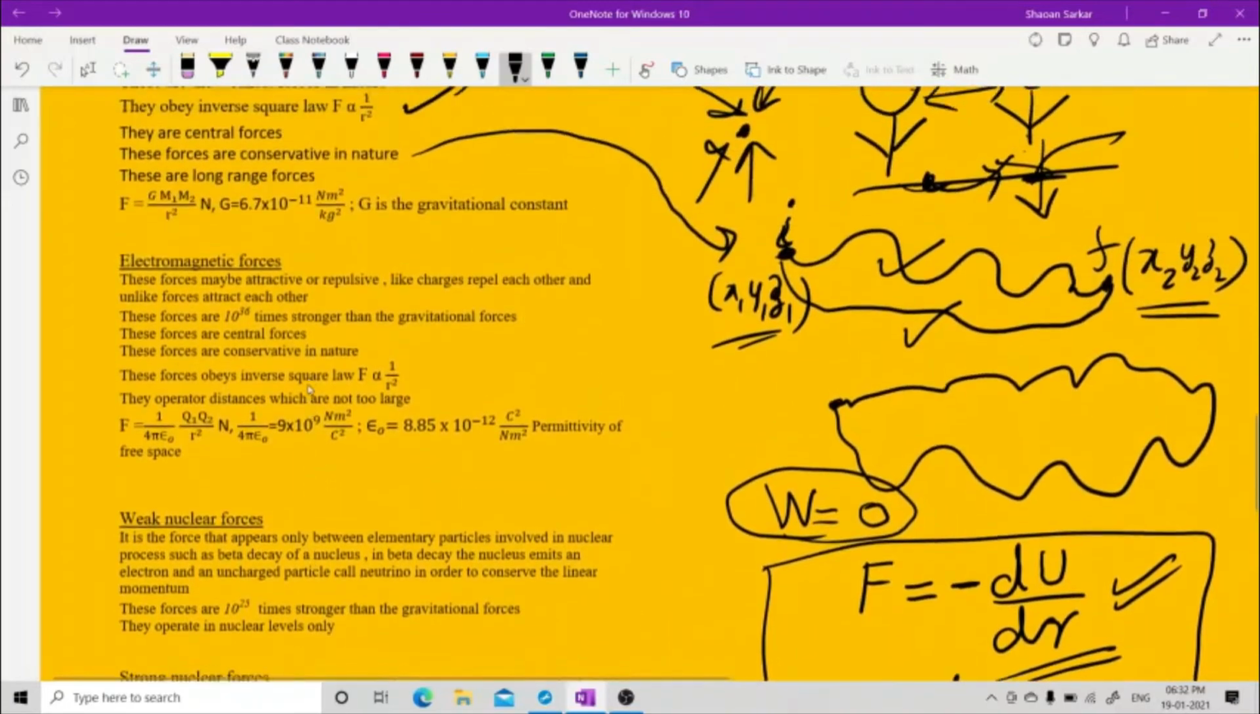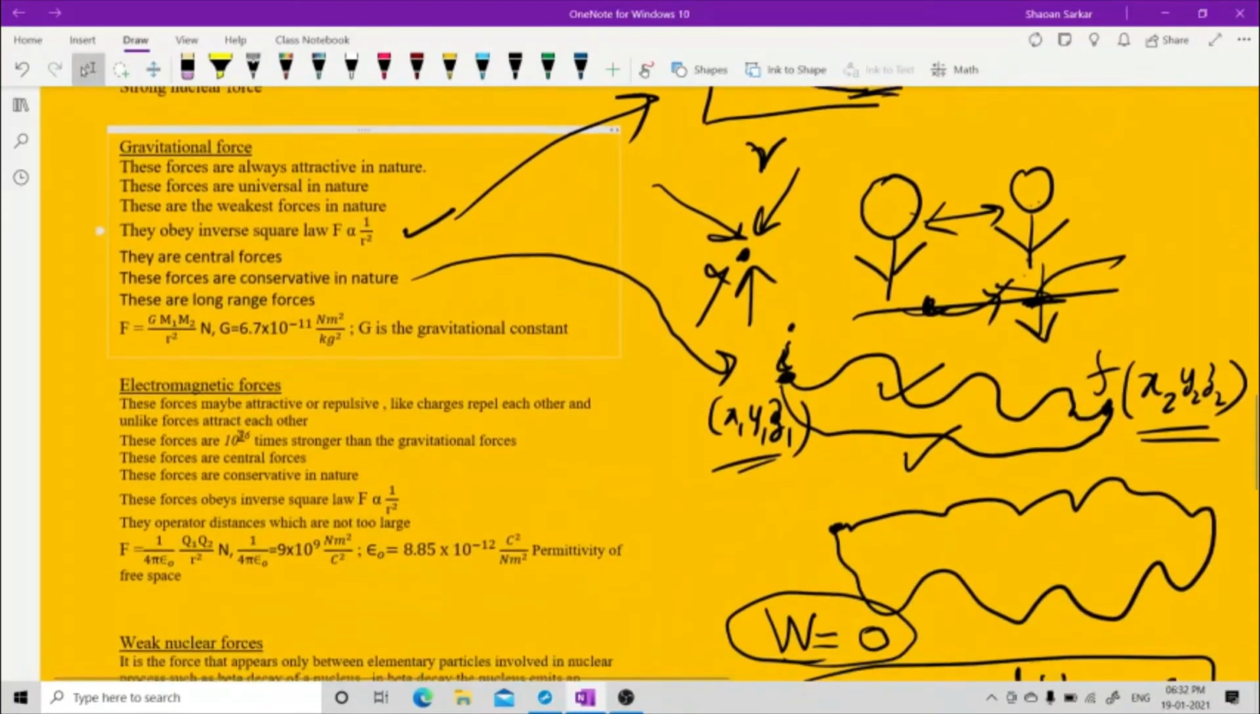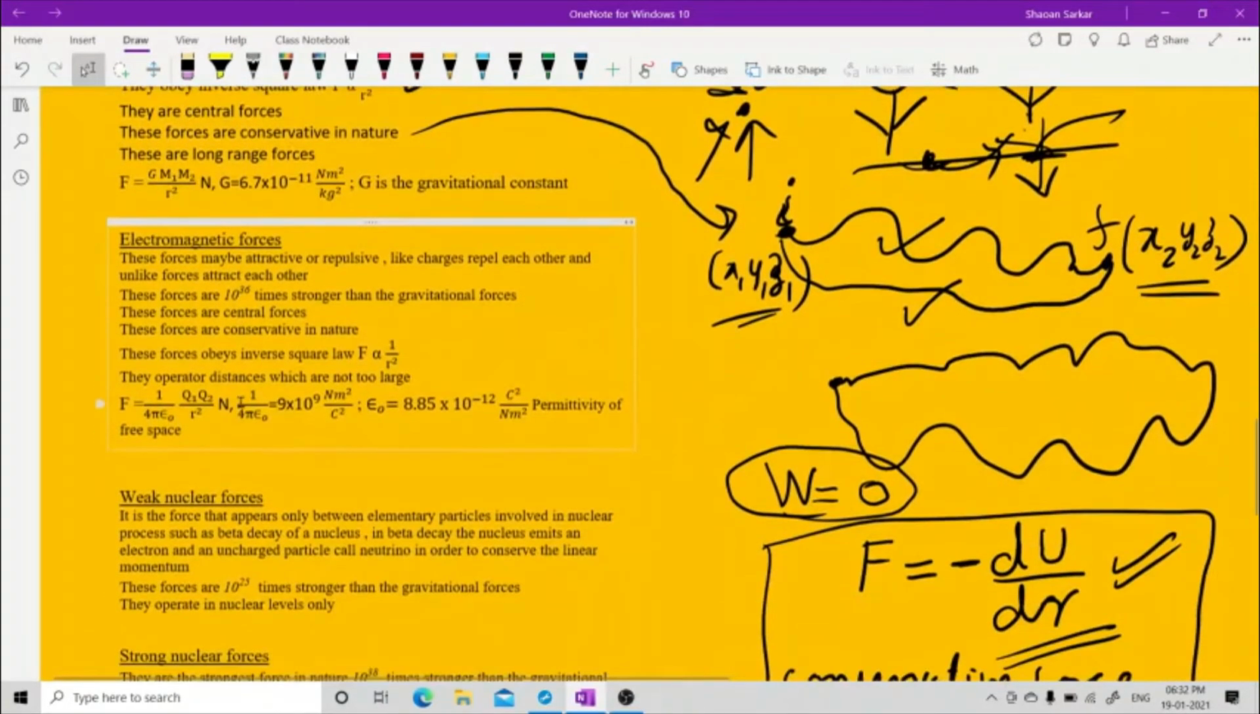Now, whatever I told you for gravitational is valid also for the electromagnetic. You can stop this video and start writing. Only there is something different here. See, the formula looks almost the same. Instead of G, you have 1 by 4 pi epsilon naught, whose value I have already given here. And G's value I have already given here, which you have been seeing from class 9.